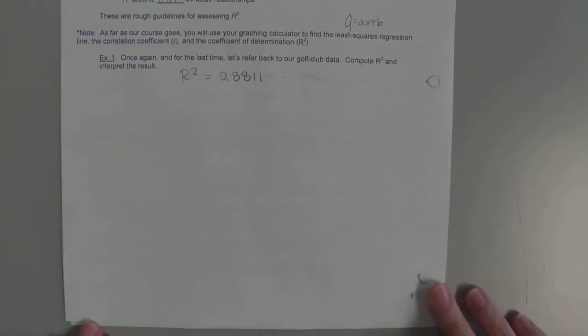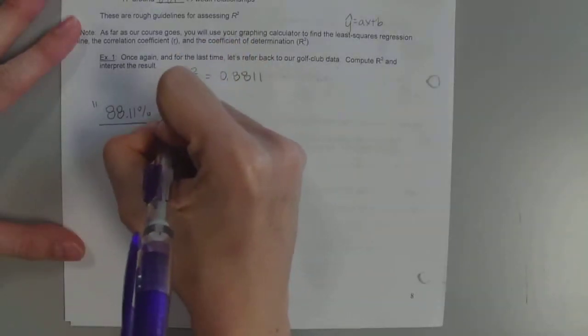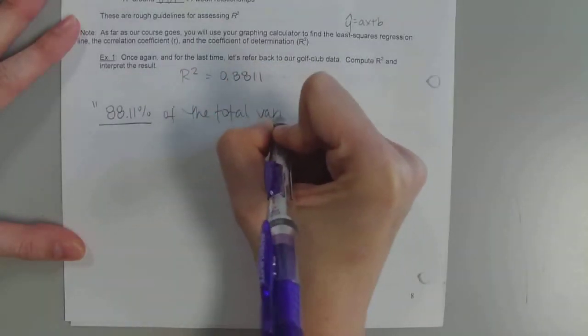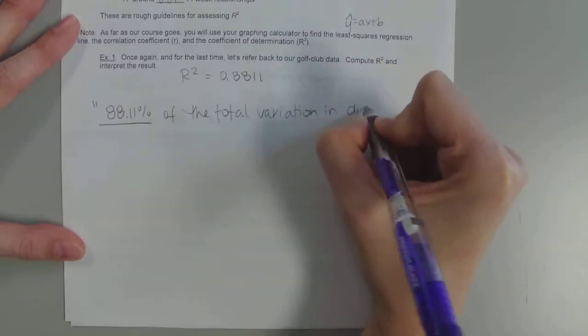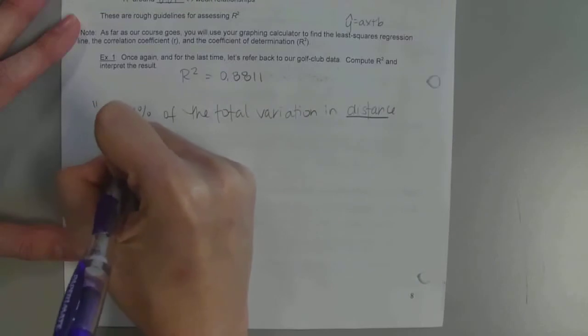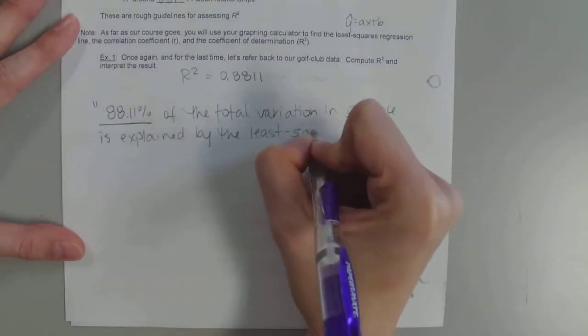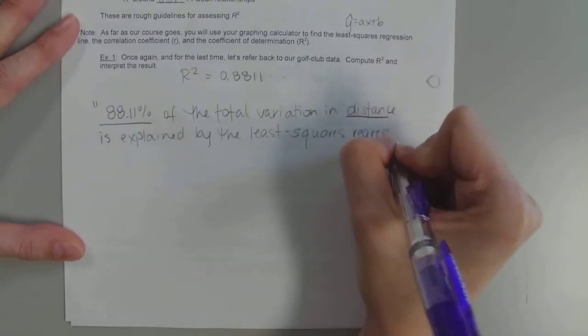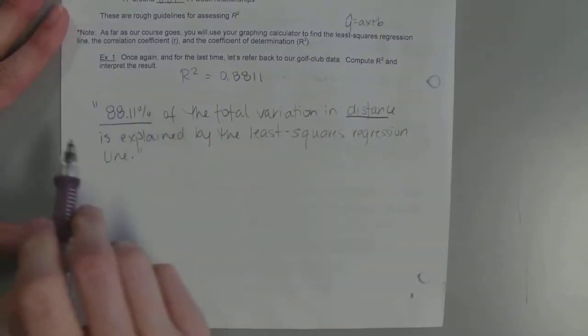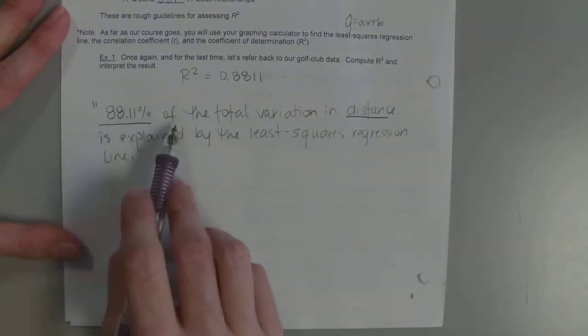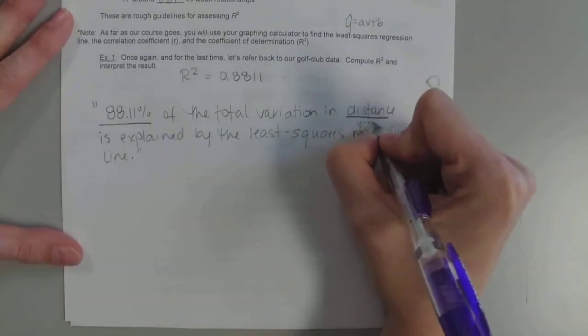So this is what I'm looking for, basically word for word. So I'm going to put it in quotes, because if you quote it, this is what I'm going to look for on the test, okay? In quotes, 88.11%. I'm underlining that because that's our r squared, so that will change. 88.11% of the total variation in distance is explained by the least squares regression line. The 88.11% of the total variation in distance, so that's always going to be your y variable, is explained by the least squares regression line.